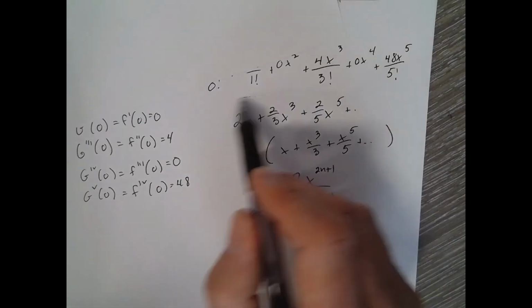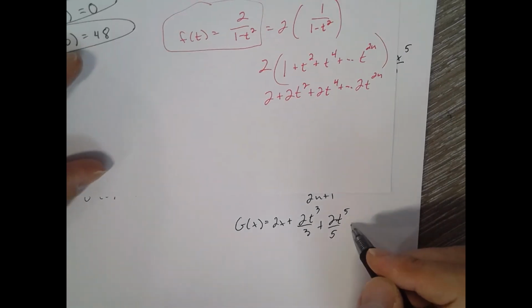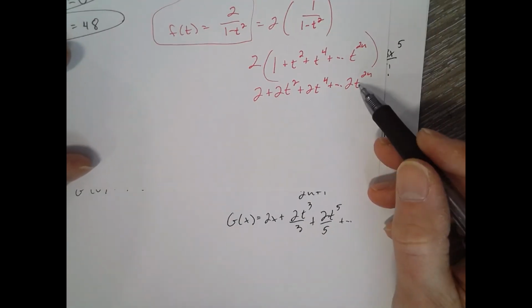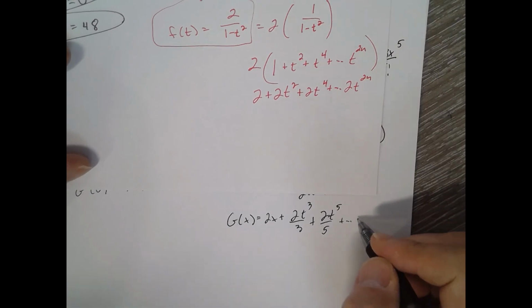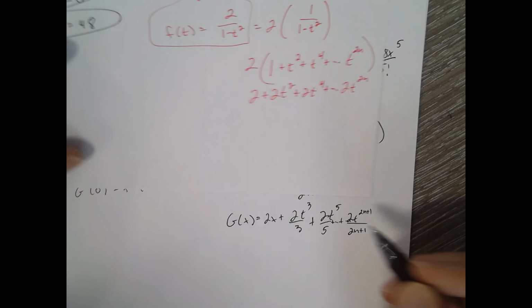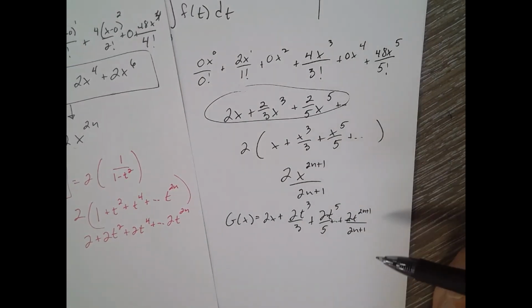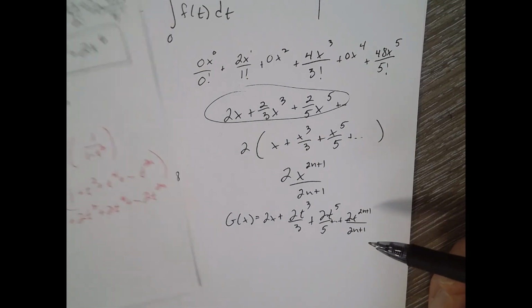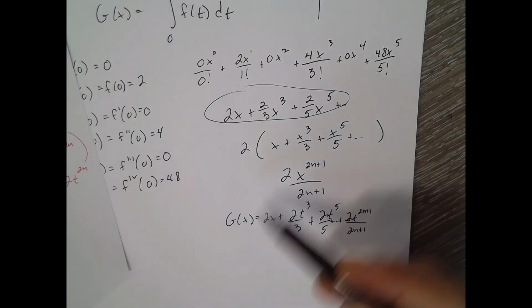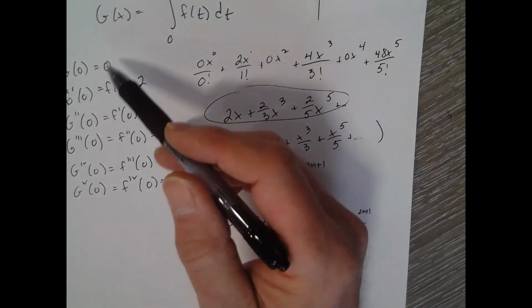Here's my long way, there's my short way, and then the nth term, if we integrated this, it'd be t to the 2n plus 1 over 2n plus 1, and then I have a 2 there. So plus a bunch of terms. Again, these are x's and those are t's, but we get the same answer. So there's my g, using step-by-step integration or using Taylor's theorem to do it.